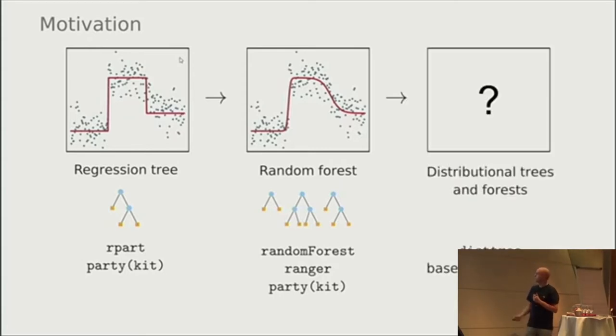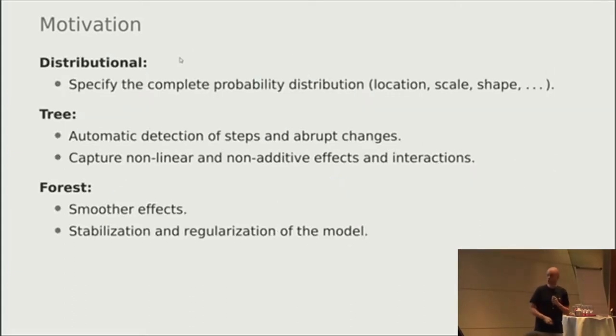So the next step here is then to do what we did in the classical parametric modeling, not just model the mean as in linear and additive models, but also do something like this GAMLSS approach. Model the entire distribution with several parameters. And this is what we then call distributional trees and distributional forests. And there's a package called disttree, still on R-Forge at the moment, and this is based on our partykit implementation. And I will show you how this works in just a moment.